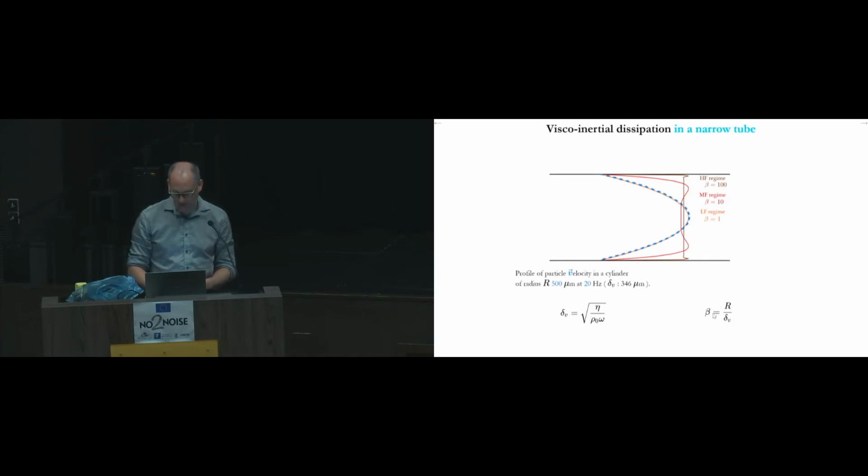And so beta is the ratio of R over delta V, the viscous boundary layer. So when we have a radius of value R like this, at a frequency of 20 Hz, we have a value of this viscous boundary layer, which is 346 micrometer. The value of beta is close to 1, so the Reynolds number is in its very low values. So we have a very viscous flow.